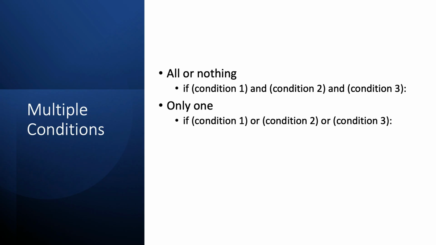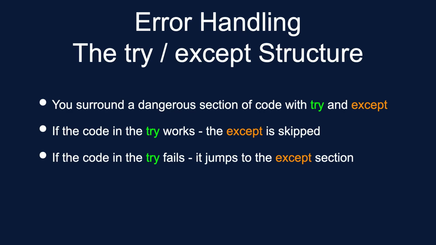Think of it as multiple paths where finding just one open route allows you to proceed. So if any of these conditions is true and the other two are false, we still execute the indented code. Again, these conditional structures are fundamental in programming, and they allow us to control the flow of our code with precision and logic.